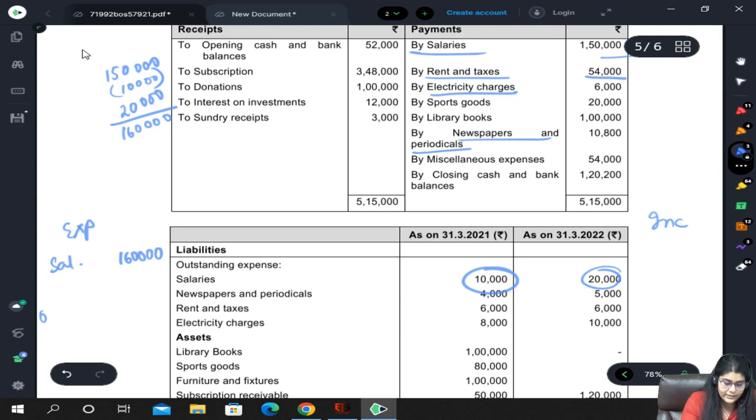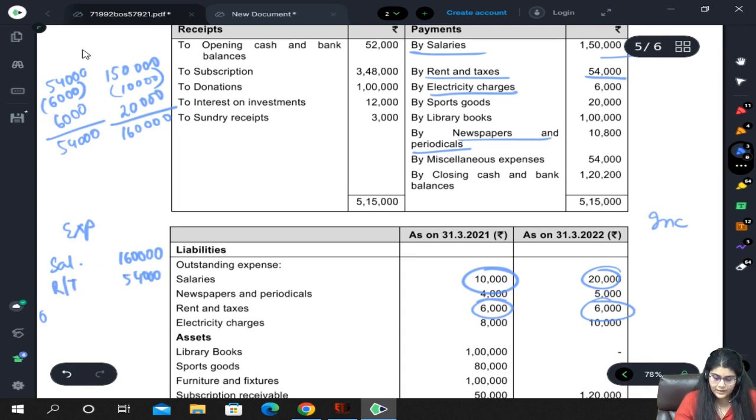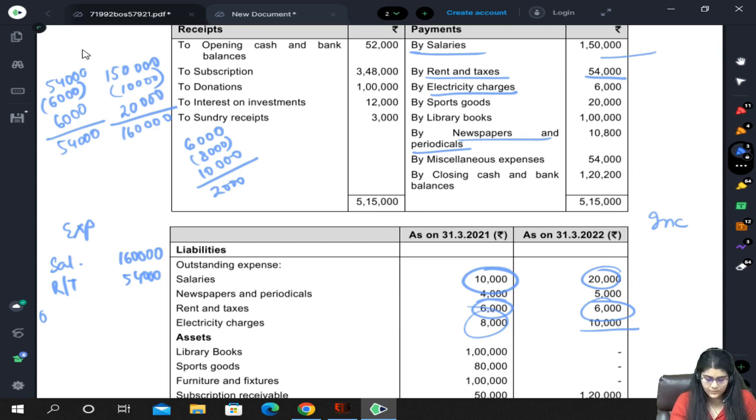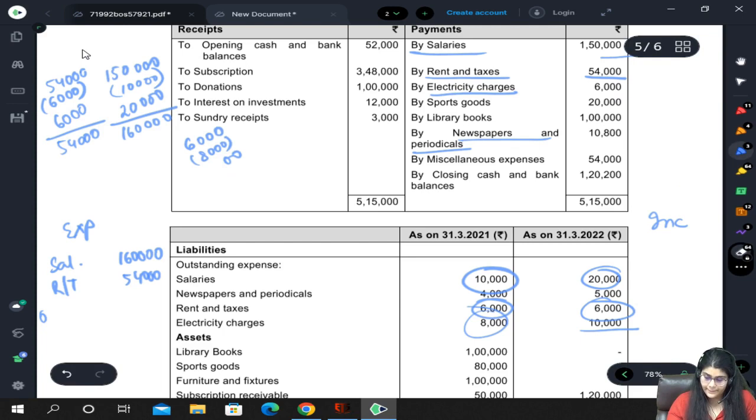So rent and taxes is 54,000. We will subtract the opening outstanding because this was actually paid for last year. And closing is another 6,000, which means net of 54 only. So rent and taxes, 54,000. Electricity charges paid is 6,000. For last year, it was 8,000. And closing, we have 10,000. So basically, we have 8,000. My bad.